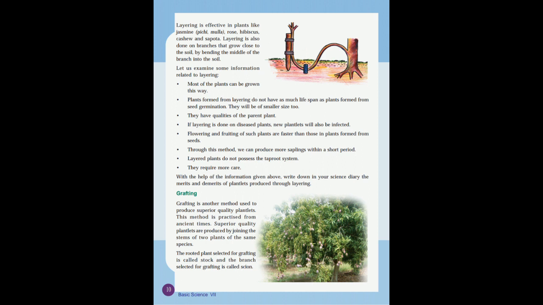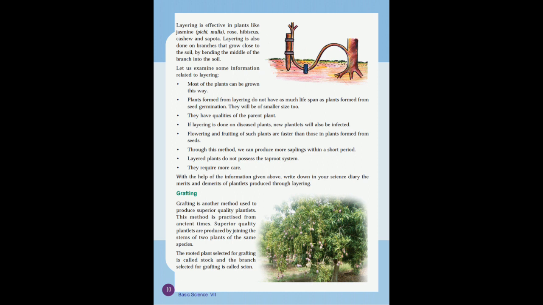They have qualities of the parent plant. It has the same qualities of the plant from which you layered the stem. If layering is done on diseased plants, new plantlets will also be infected. If you take the stem from a diseased plant, the new plant will also have that disease.